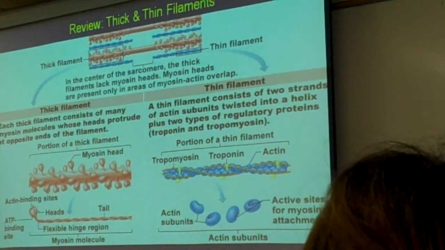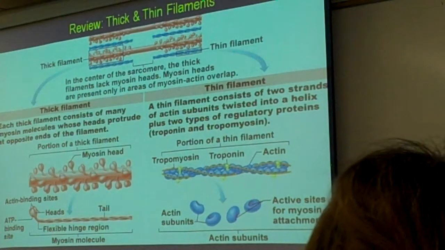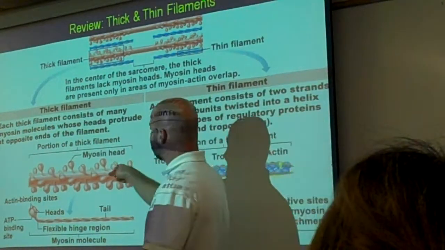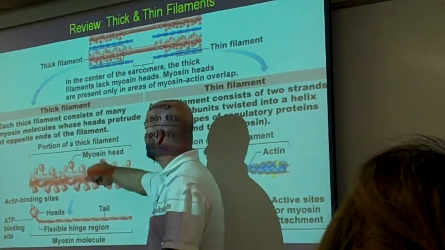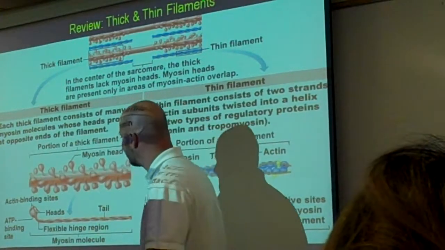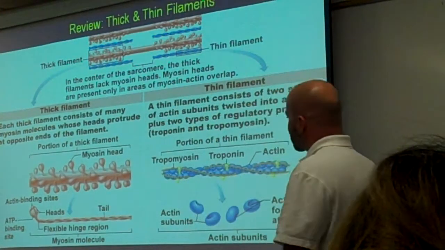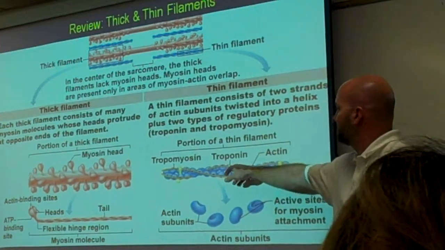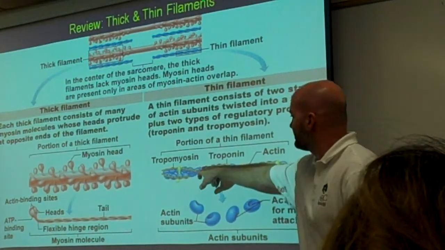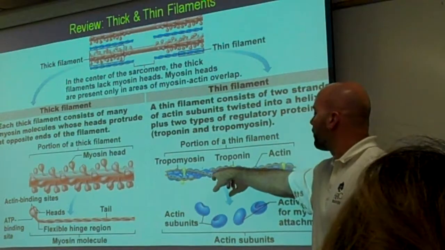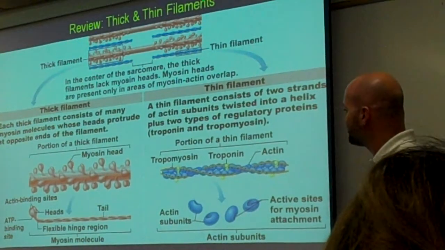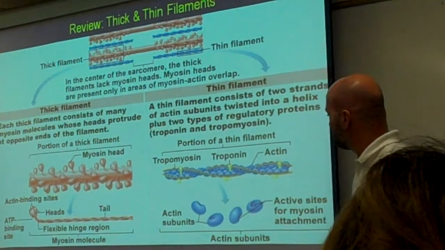Here's the two side by side. Thick filament, myosin tails, myosin heads sticking out every 60 degrees. Thin filament with troponin and tropomyosin. One per about 7 G actin. One troponin, one tropomyosin.